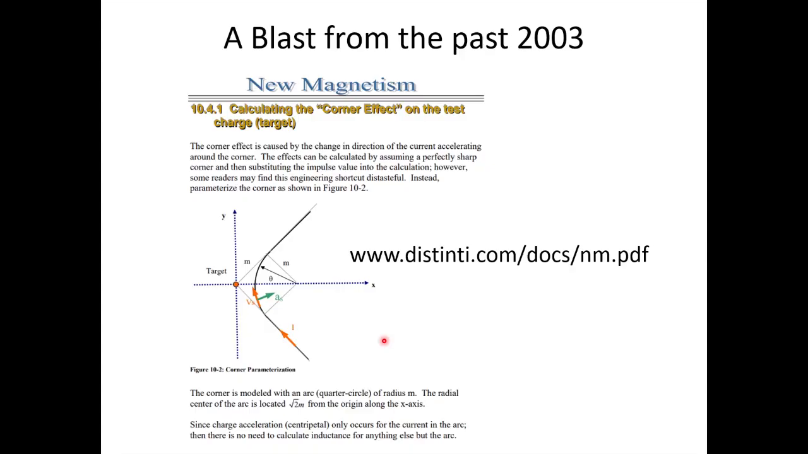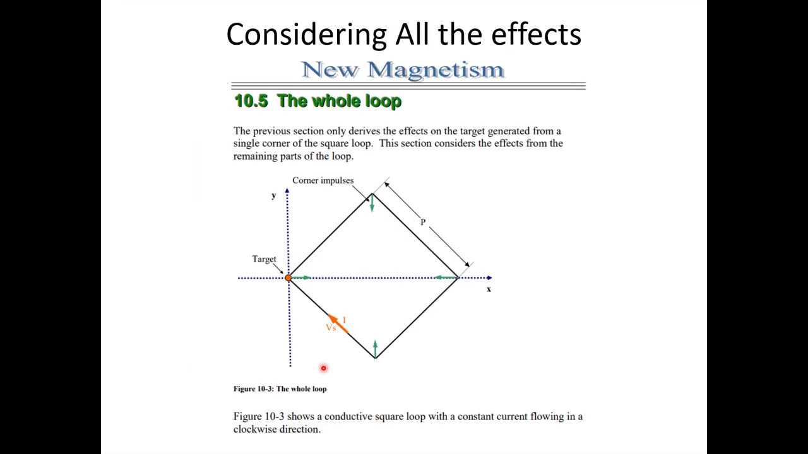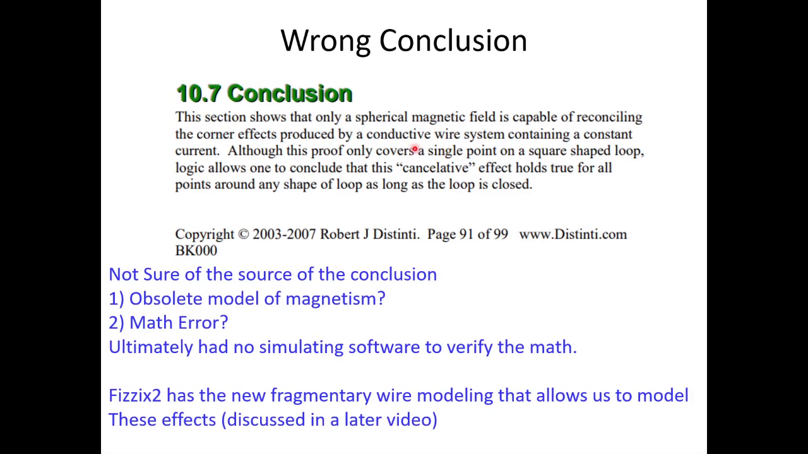Now, in the new magnetism paper, which was part of New Electromagnetism version 3 from 2003, I considered the bend of a wire, and I tried to consider the centripetal motion. If you go back to this paper and go through it, I considered all the effects of a complete closed loop. And the effect I got using the old model of magnetism showed the conclusion that all the effects completely cancel and you wouldn't see anything.